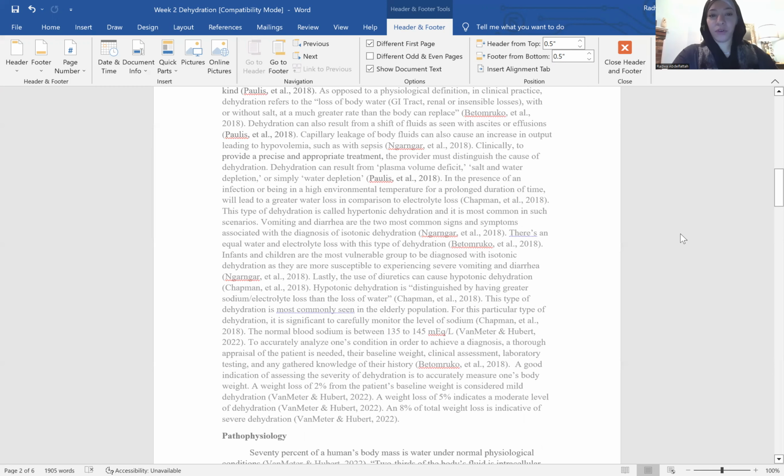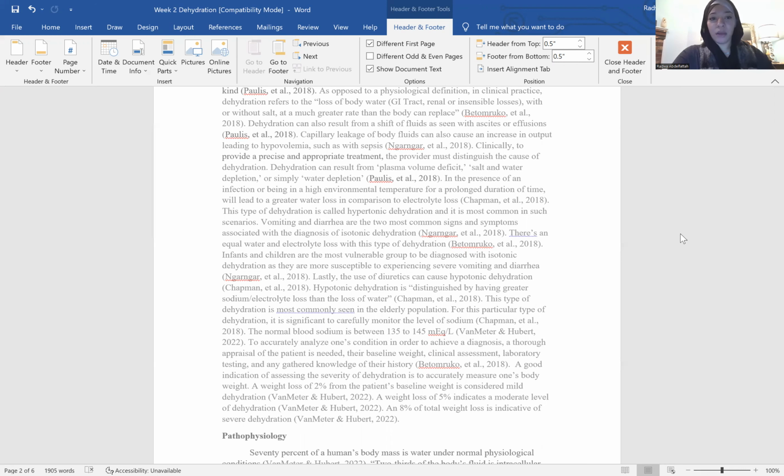In clinical practice, dehydration refers to the loss of body water, whether it be through the GI tract, renal, or insensible loss, with or without salt, at a much greater rate than the body can replace. Dehydration can also result from a shift of fluids, as seen with ascites or effusions.